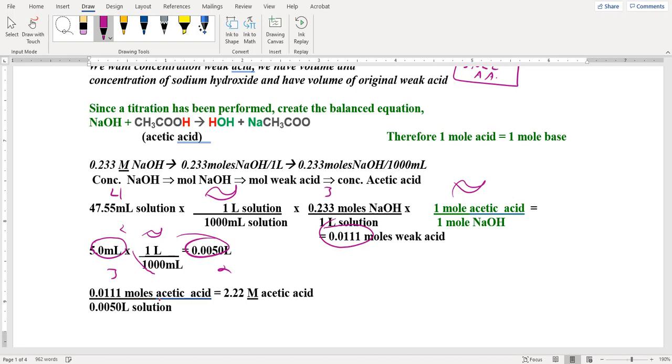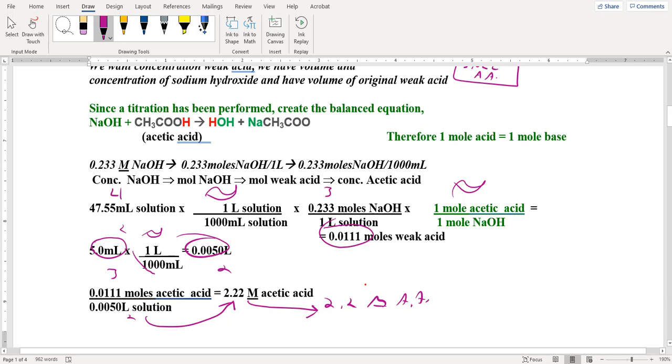We then do a division, 3 sig figs on top, 2 sig figs on the bottom. So there's actually a mistake in this slide. It should actually be 2.2 molarity of acetic acid. And I'll probably change that on my actual outline that I post on the web.